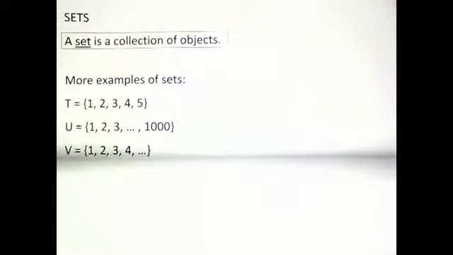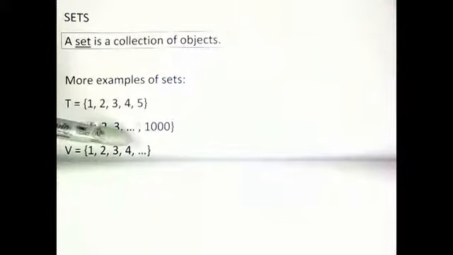I might have a set V. Notice it's a little different than U. There is no last number listed. There are ellipses, which means the pattern continues, but there's no end. So this means this continues infinitely. So it's 1, 2, 3, 4, 5, 6, and it just keeps going. Those would be the set of counting numbers, if you wanted to think of it that way.